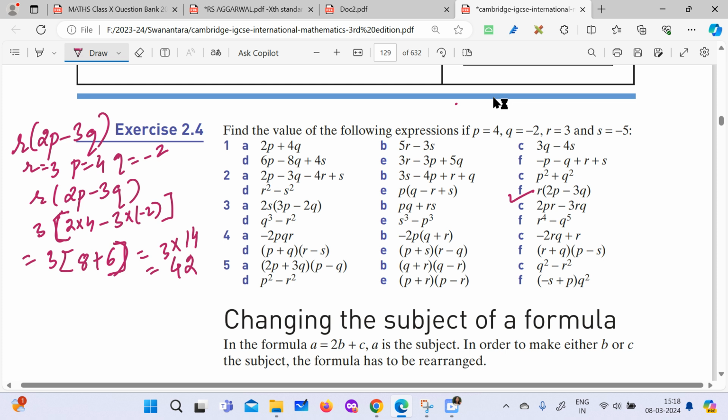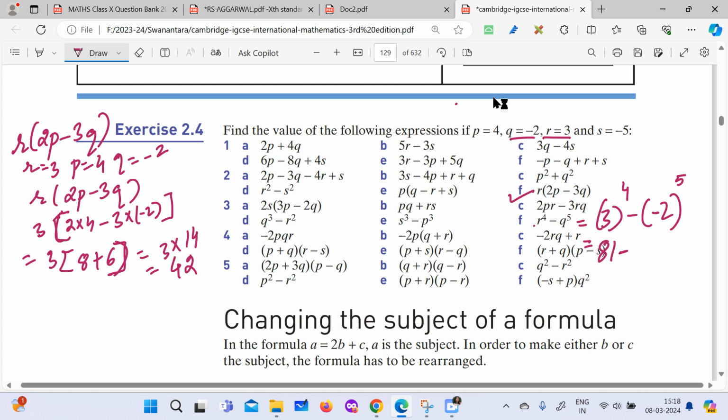Okay. Let's do this one then. R to the power of 4 minus Q to the power of 5. So what is the value of R, you tell me? We have to substitute R with 3. R is 3. And that will be to the power of 4 minus Q is minus 2, minus 2 to the power of 5. So 3 to the power of 4 will give you 81.